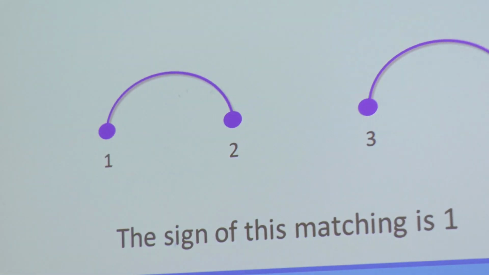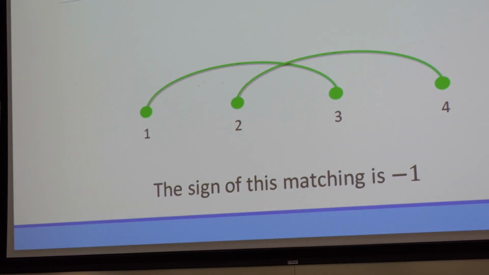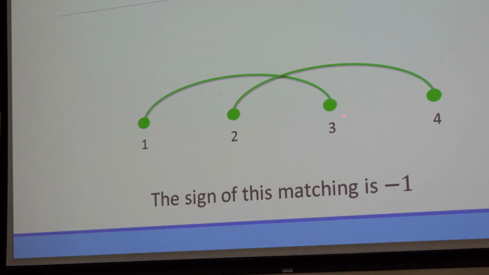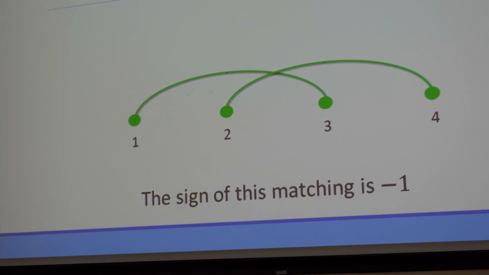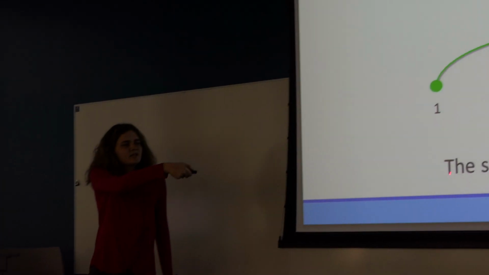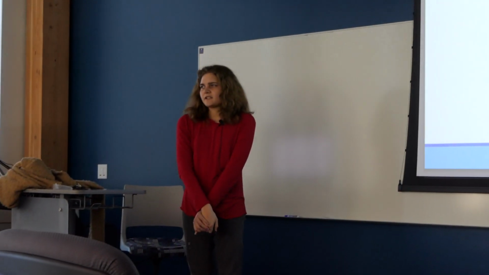Okay. Some more examples of matchings. So on 4 elements, you could also have 1 go to 3 and then 2 go to 4. And in this case, we have 1 chord crossing. -1 to the 1 is -1. So the sign of this matching is -1. So if there are an odd number of chord crossings, it has a sign of -1. If there are an even number of chord crossings, it has a sign of 1.